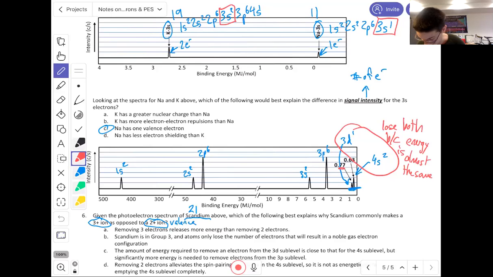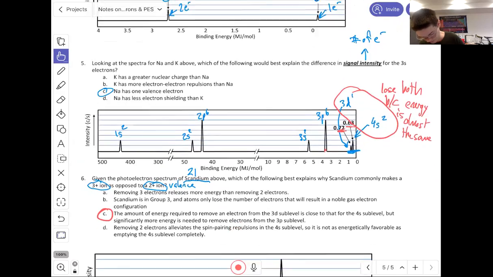Right? 0.77 and 0.63, those are almost exactly the same. So that makes the answer that one. All right, there's a very large difference between these two guys and this next one here. So big difference that way.